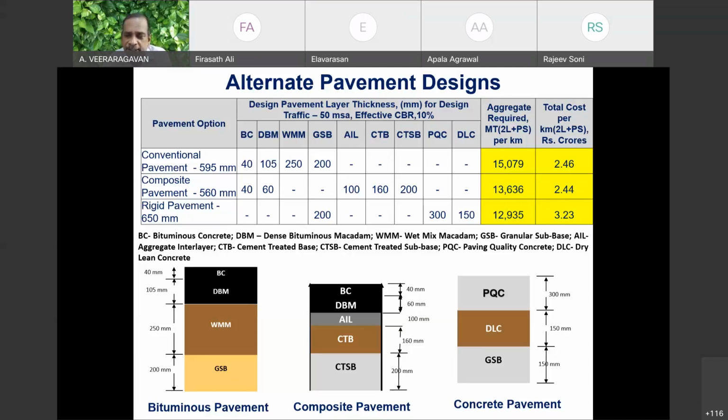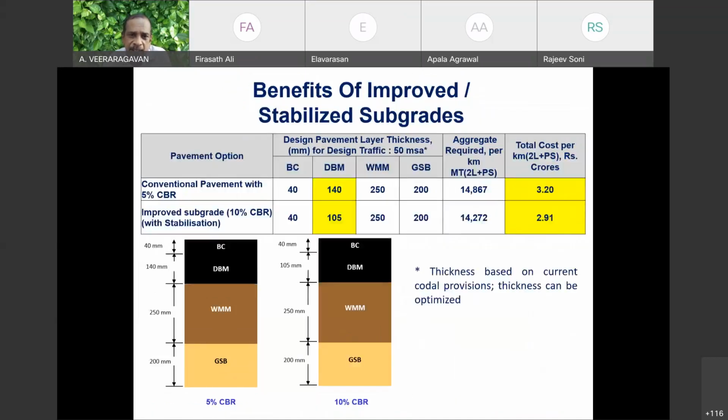So understand, alternate designs will result in improved performance, reduced virgin aggregate consumption. Even a simple case, what you can think of can be stabilization of subgrade. If a soil has got a 5% CBR, a locally available material, I can increase it to 10% CBR, either by adding lime, cement, or any other material, as a number of commercially available stabilizers are available. I can increase from 5 to 10. By increasing 5 to 10, I can bring down the binder layer thickness from 140 to 105.